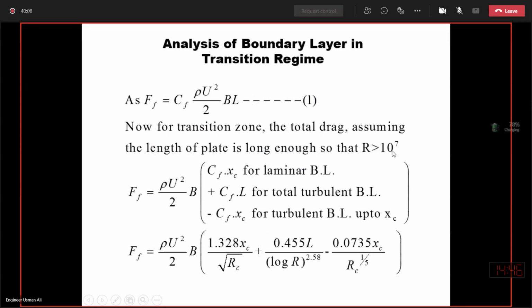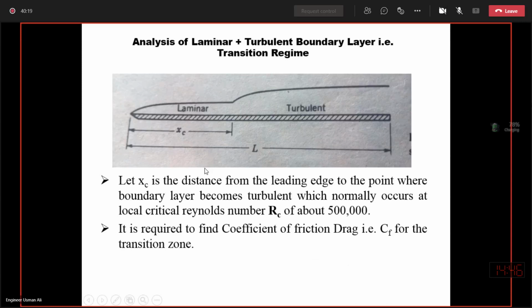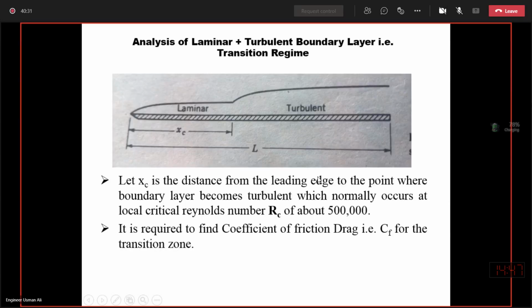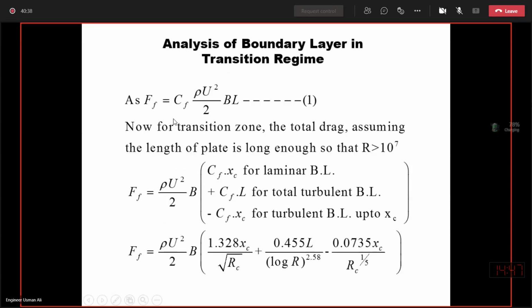force, assuming that R is greater than 10 to power 7, will be, considering this formula, these things will remain same, rho u square by 2 into B. The only thing is that Cf and L will be different, because in this transition zone, partly laminar boundary layer will be considered and partly turbulent boundary layer will be considered. So that's why it will be Cf times xc for laminar boundary layer. Up to this distance xc, it is laminar boundary layer. So it will be friction drag coefficient for laminar into xc plus Cf into L for total turbulent boundary layer.